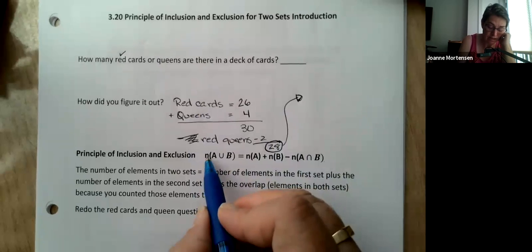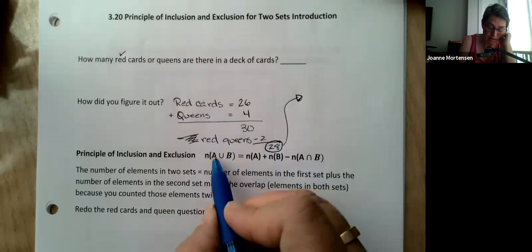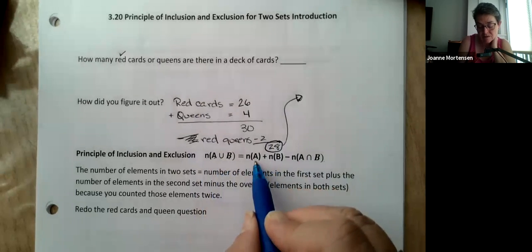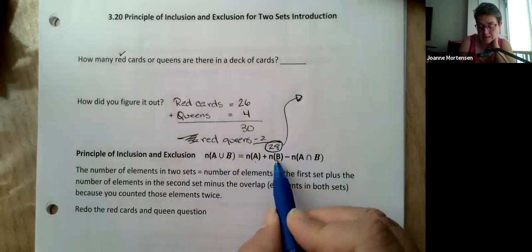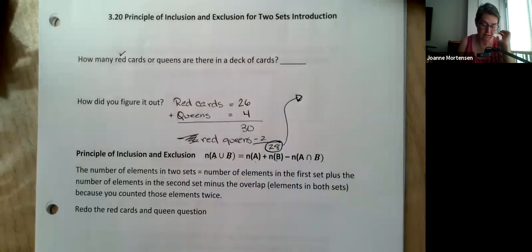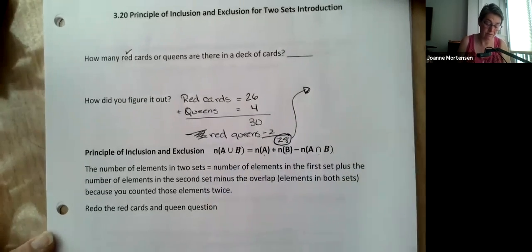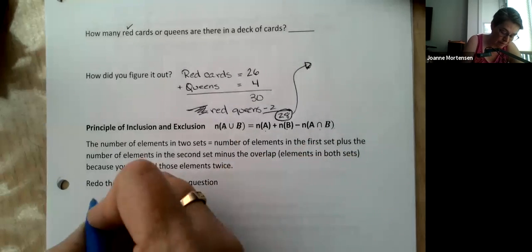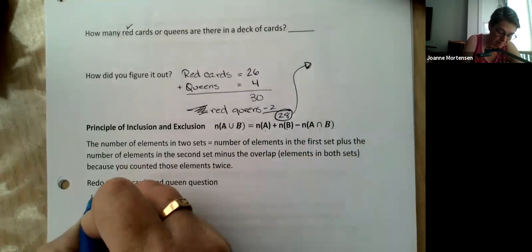So this is the number of elements in 2 sets. The number in set A or set B is equal to the number in the first set plus the number in the second set minus the intersection. So like I said, how am I going to do this? Well, let's use the formula. That was the point of this question.